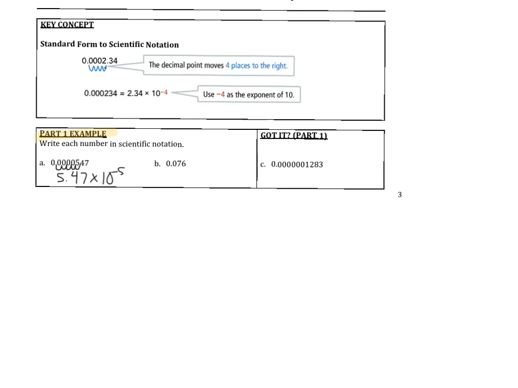All right, I need my decimal point to end up after the 6. No, 76 is too big. What about 7.6? There is my spot. So let's go 2 spots to the right. So that's 7.6 times 10 to the negative second power.